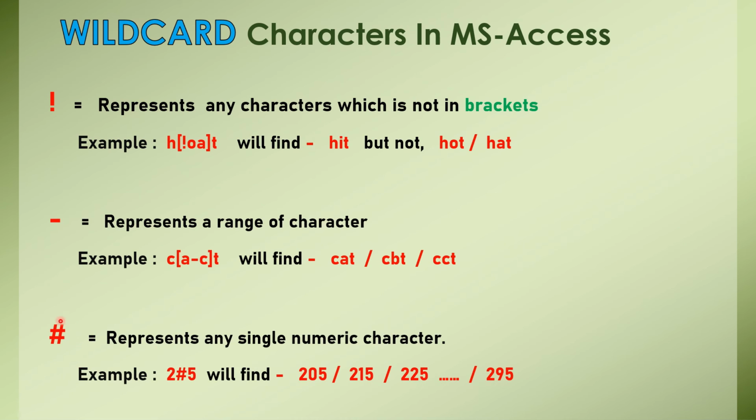Next, hash. This is very important. It represents any single numeric character. Example, 2#5 will find any number like 205, 215, 225 till 295. So if you want to represent numbers, then you can use this hash symbol.